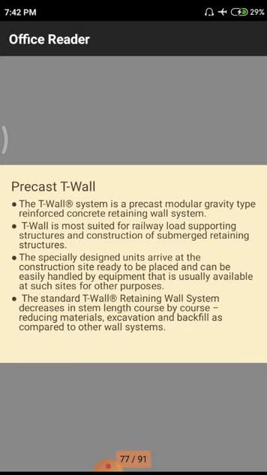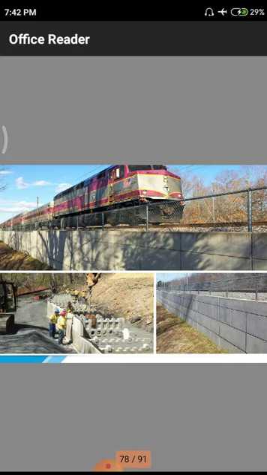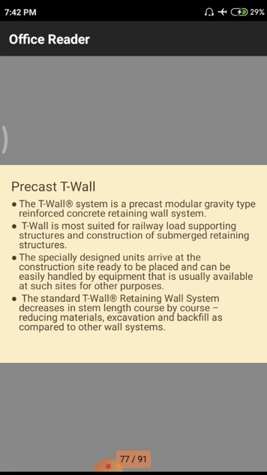Next one is precast T walls. These are the precast T walls. Normally these precast T walls are used for railways. Why? Because they have a huge amount of concrete, and the concrete has a tendency to bear huge compressive loads. For that purpose also, precast T walls are more preferable for railways.